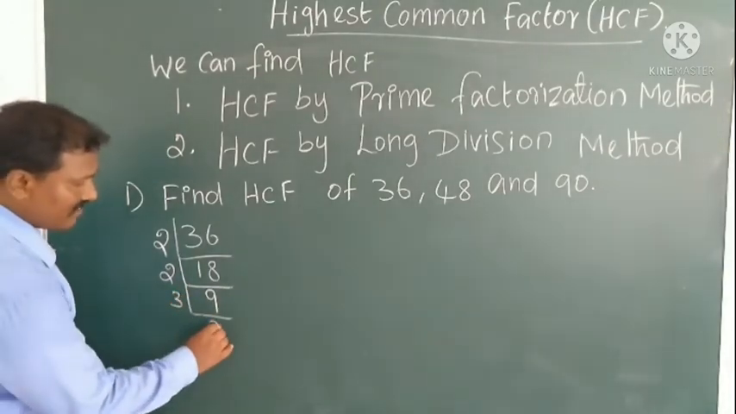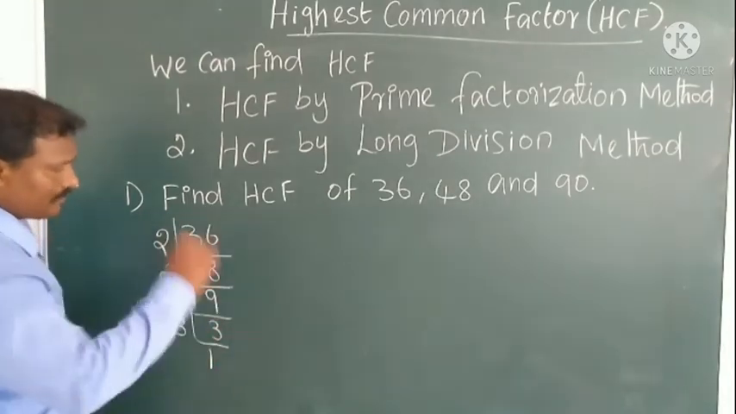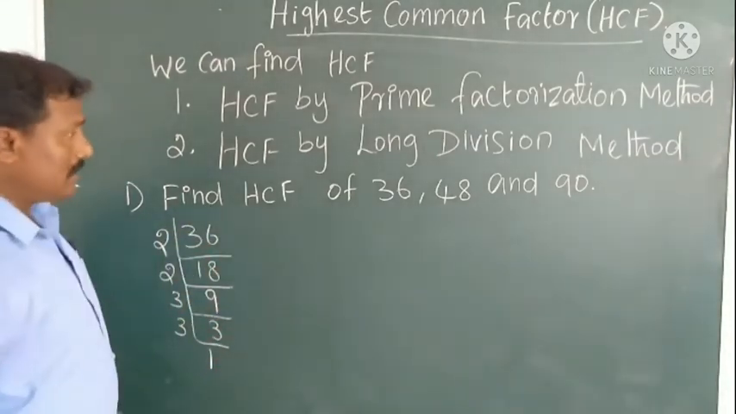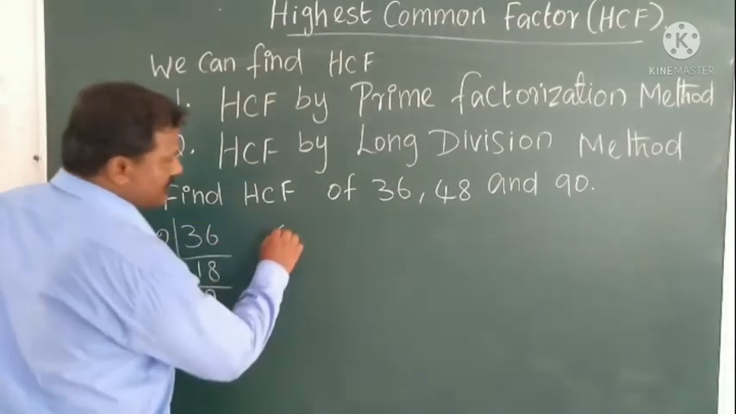Then 3 3s are 9. Then 3 1 is 3. Okay. Now let me find out the prime factors of 48.